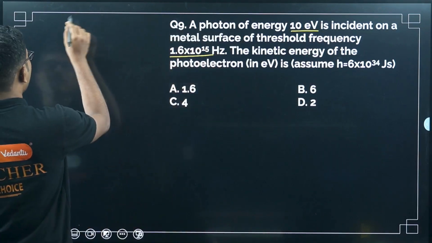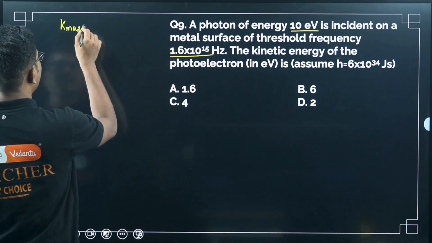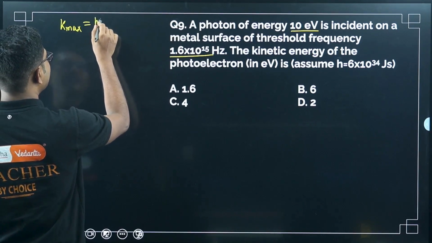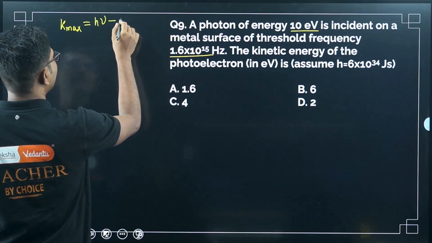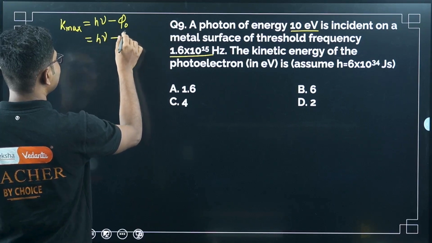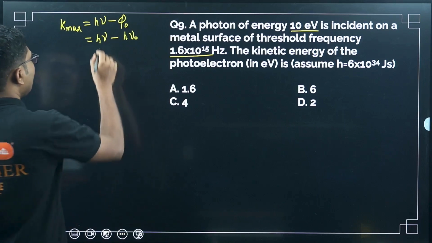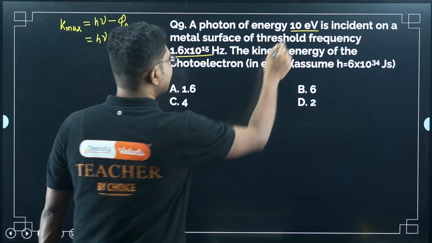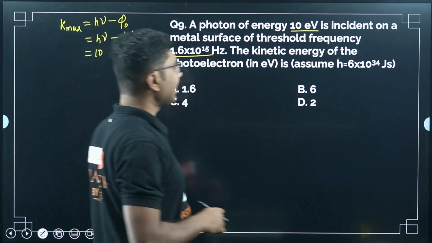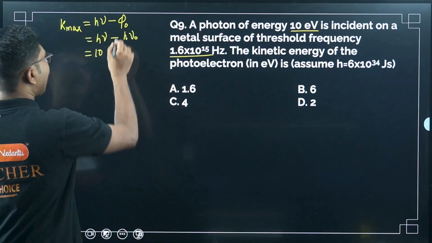So we know that K max is equal to the energy of the incident photon, that is h nu minus phi naught, or h nu minus h nu naught. So here h nu itself is given as 10 electron volt, and the only thing that you have to do is calculate h nu naught.